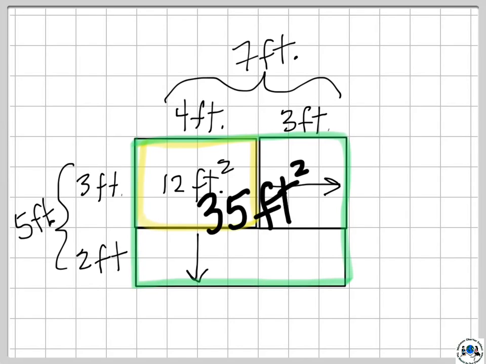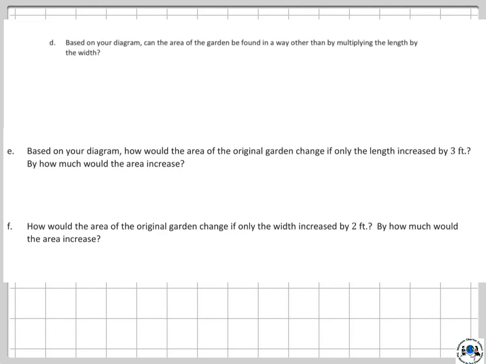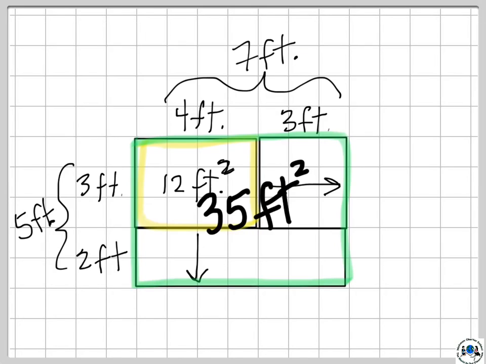Now we have a letter D, and what D asks us here is, based on your diagram, can the area of the garden be found in a way other than by multiplying the length by the width? So if you look at this, is there another way to calculate or find the area other than multiplying the length by the width? Take a look at that and see what you think.